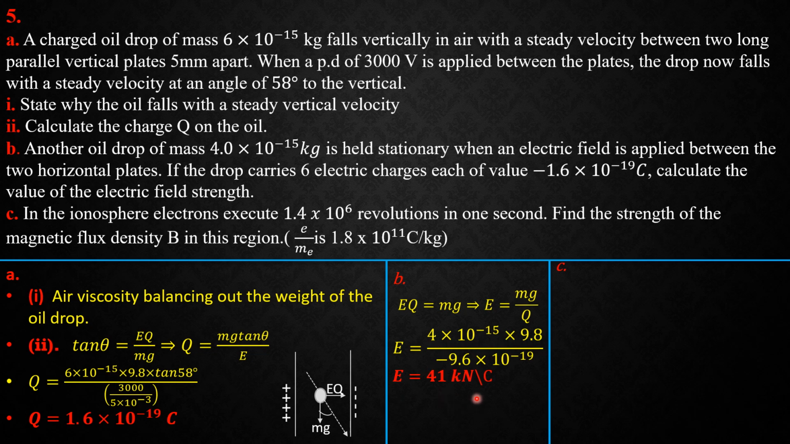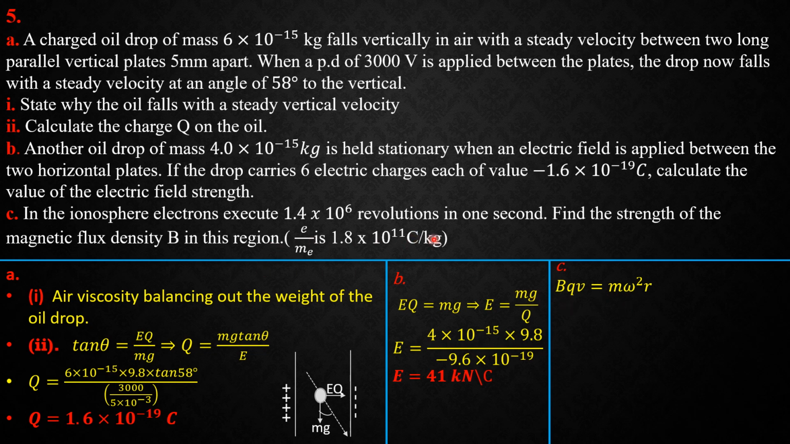All right, so part C says that in the ionosphere, electrons execute these revolutions in 1 second. Find the strength of the magnetic flux density B in the region. They've given you the specific charge as 1.8 times 10 to the 11 coulomb per kilogram.